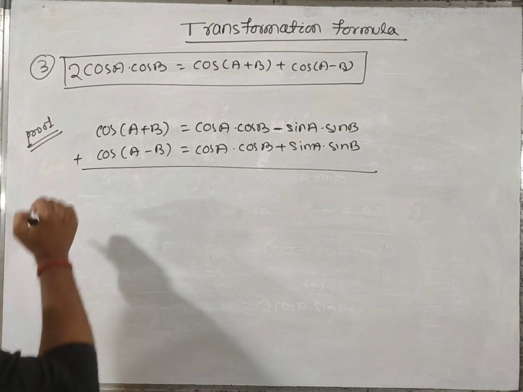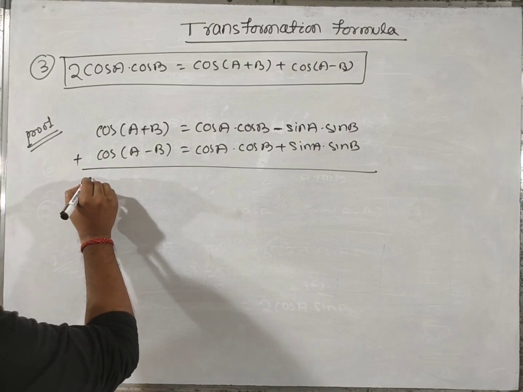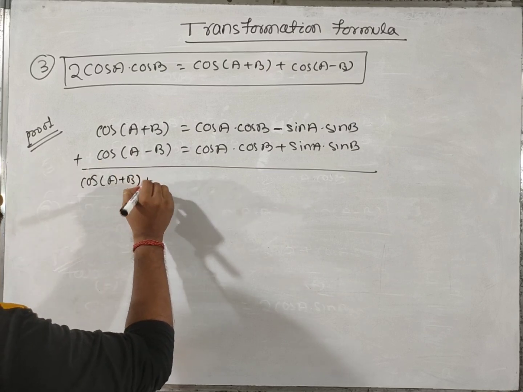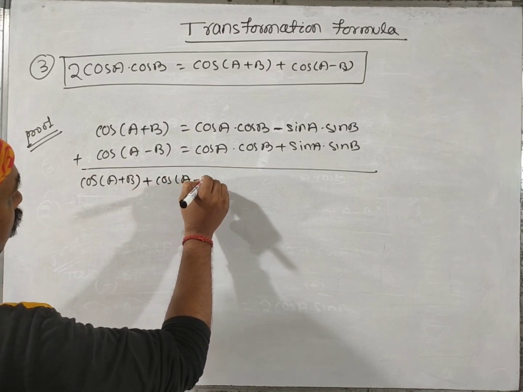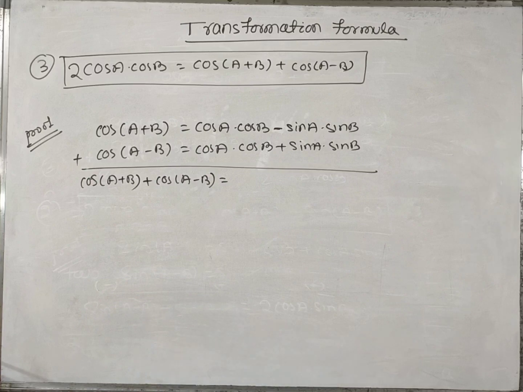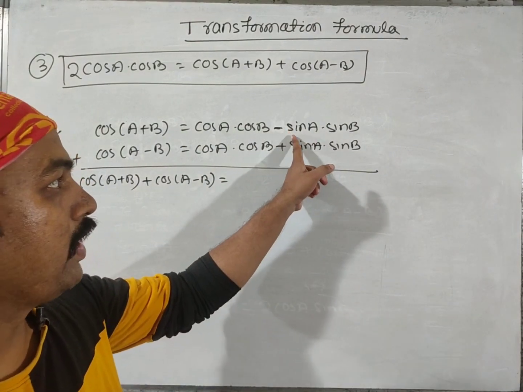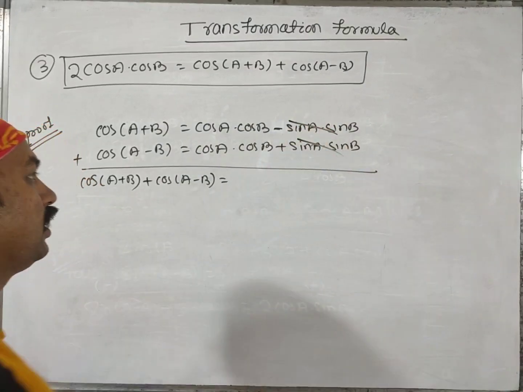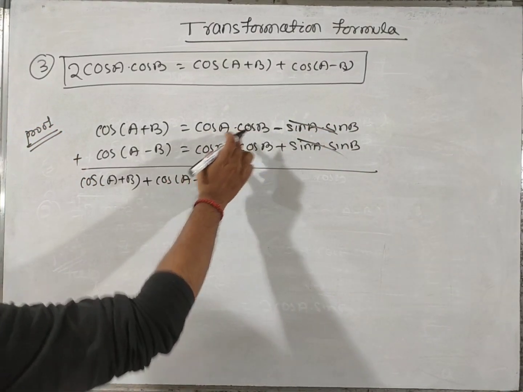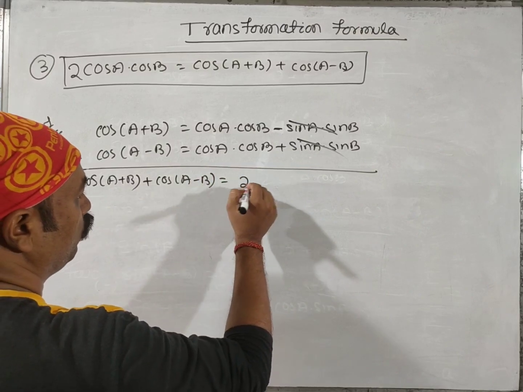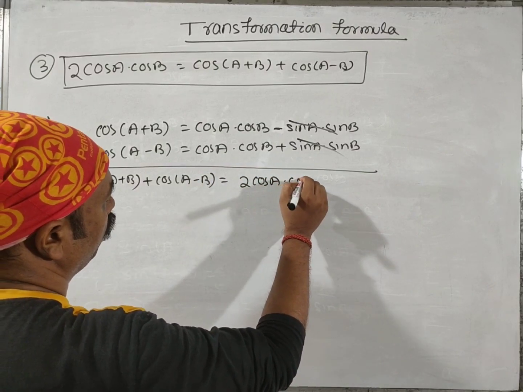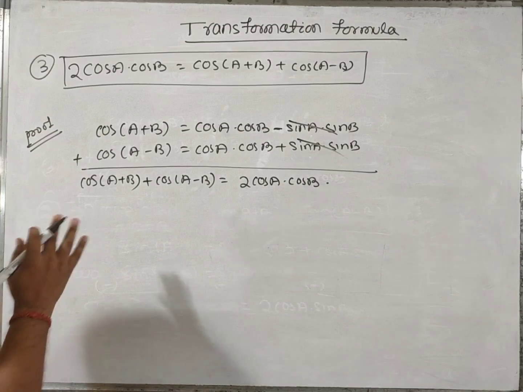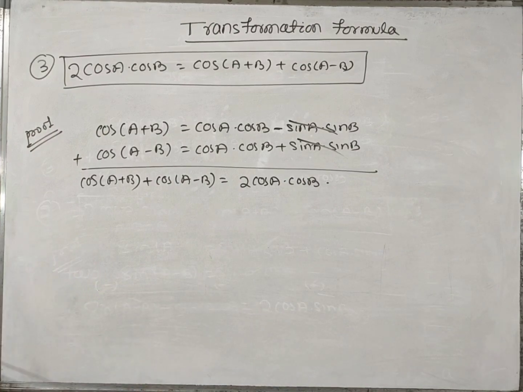Then adding each other, it will be cos A plus B plus cos A minus B. You can look at the right side, it is minus sin A into sin B, and here it is plus sin A into sin B. So cancelling both of the parts here, we have cos A into cos B, cos A into cos B. So it will be 2 cos A into cos B. And here it is the proof of the third one. Then next, move on towards the fourth one.